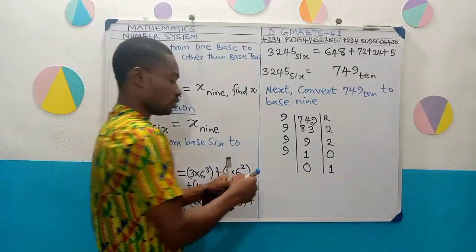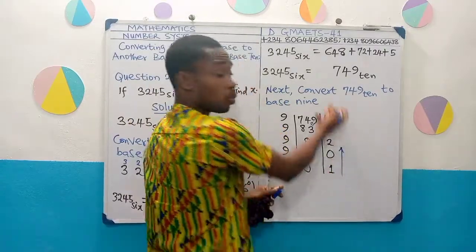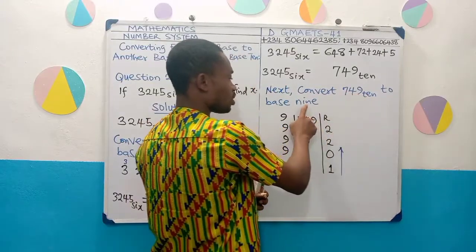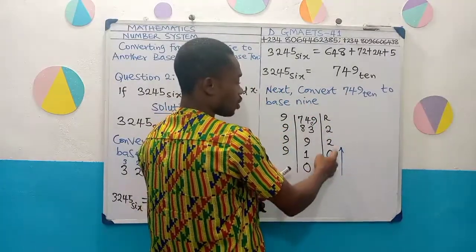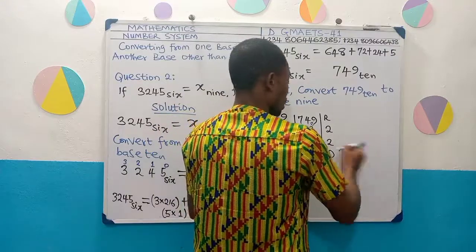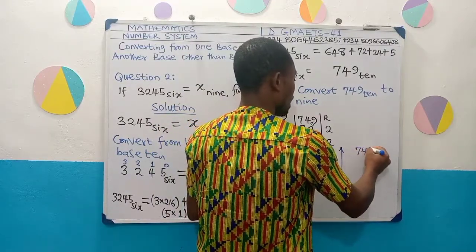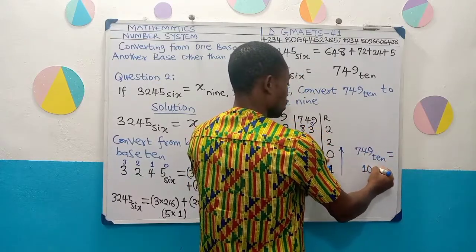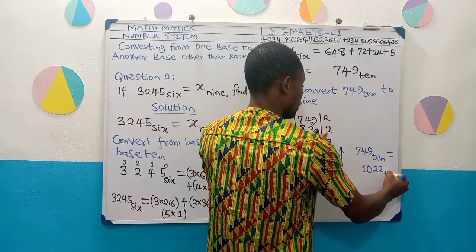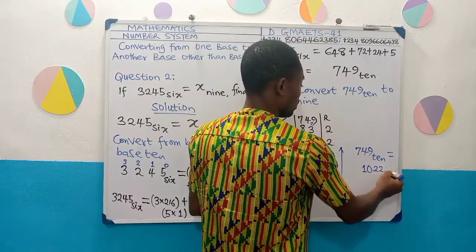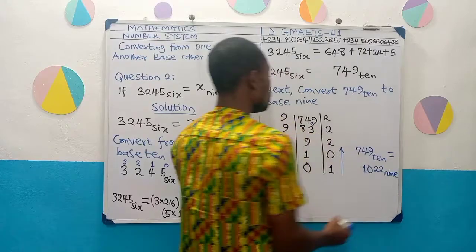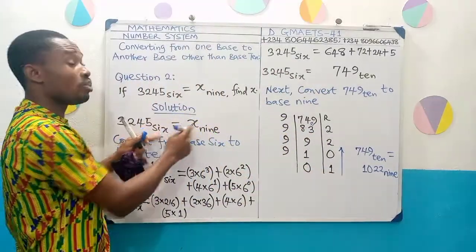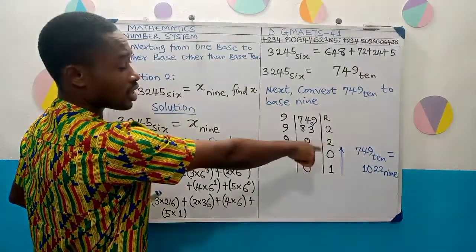Now what have we done? Let's pick our answer upward as usual. Now this simply means that 749 base 10, if you convert it to base 9, your answer will be 1022. So I'll write that here. 749 base 10 is equal to 1022 base 9. So you succeeded to convert 3245 base 6 to base 9. And what it gave to you is 1022.